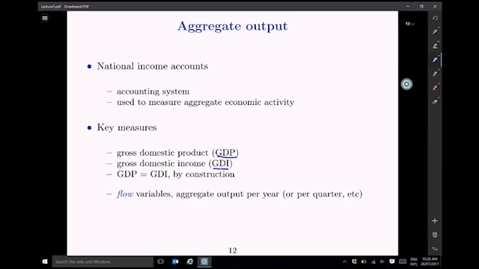And notice that GDP or GDI is a flow variable. What does it mean? It means it measures aggregate economic activity within a certain period. If you look at the data on GDP, you should check whether it is GDP per year, that's annual GDP, or GDP per quarter, that would be quarterly GDP, or maybe GDP per month, that would be monthly GDP, right? So GDP or GDI, this type of aggregate output measure, is a flow variable. We should specify the time period, the time interval we look at, right?